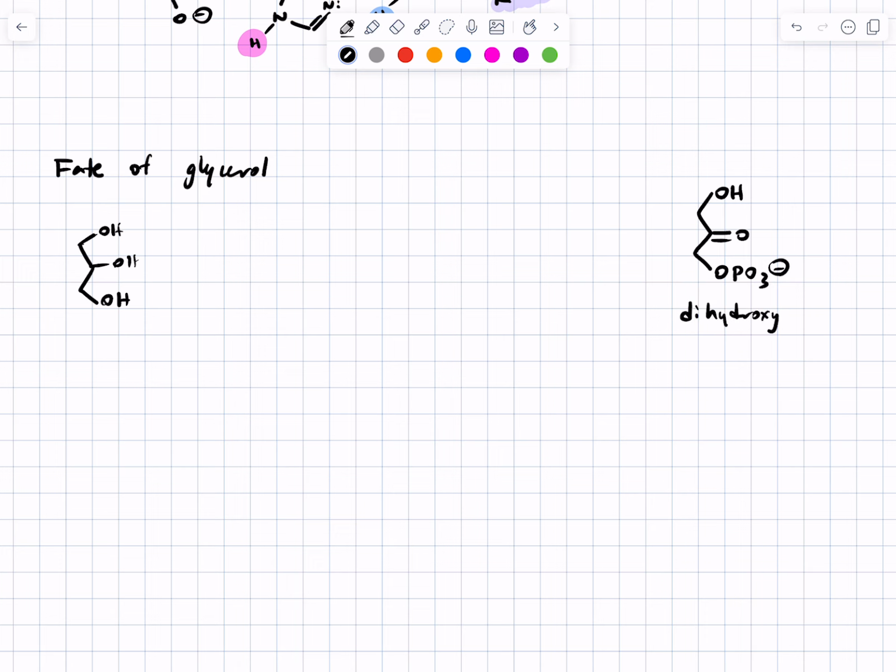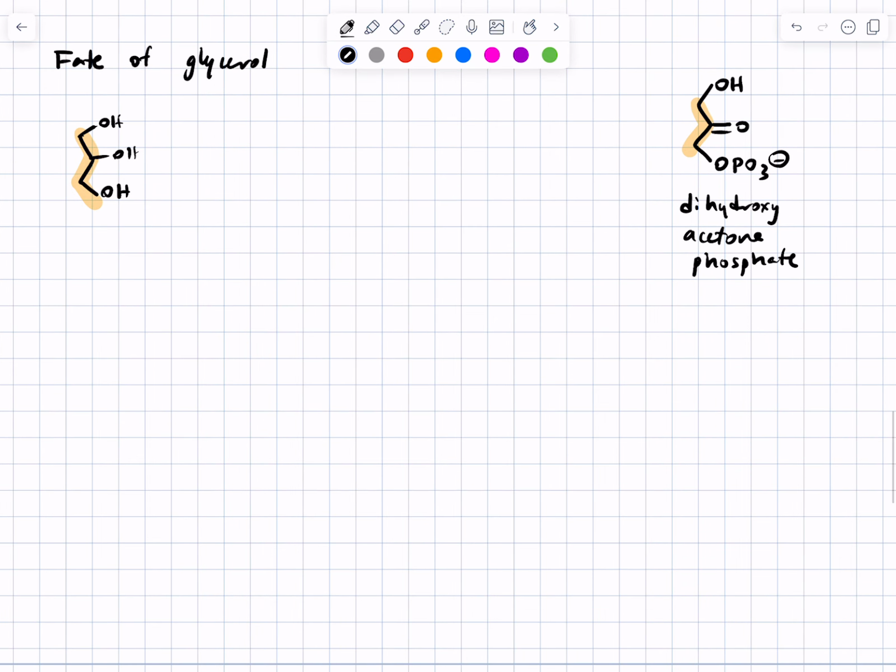And so you can sort of tell what we have to do. Here's your 3 carbons, there's your 3 carbons. We need to oxidize this OH group from a secondary alcohol to a ketone. And we need to convert this OH group into a phosphoester. So the thing that happens first is making the phosphoester.